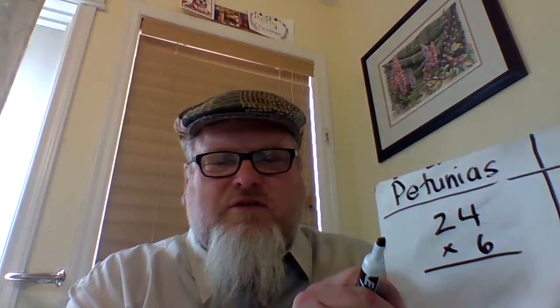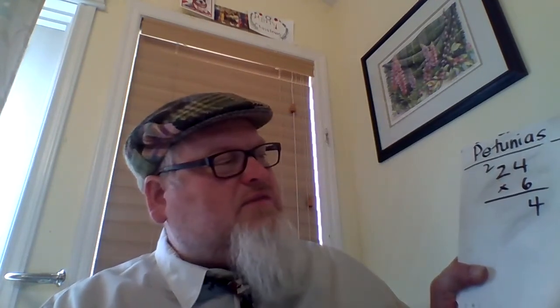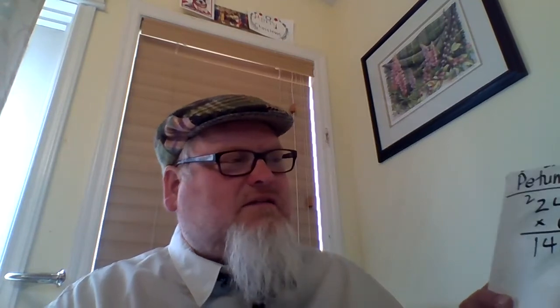So here we go. 4 sixes. 4 times 6 is 24. And then we group that 2 over there. 2 times 6 is 12, 13, 14. So that's 144 petunias.